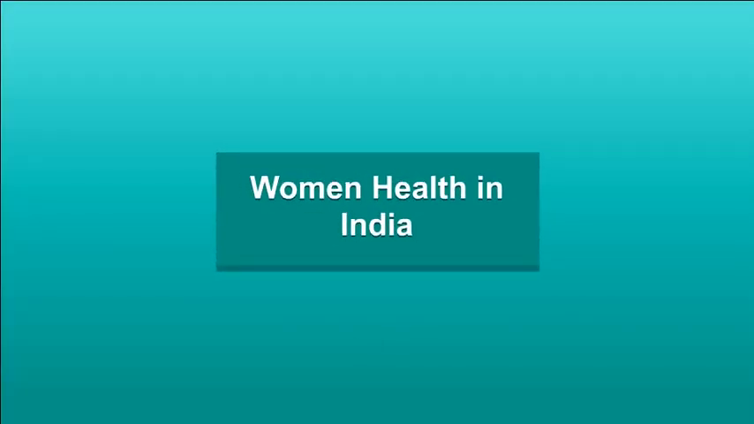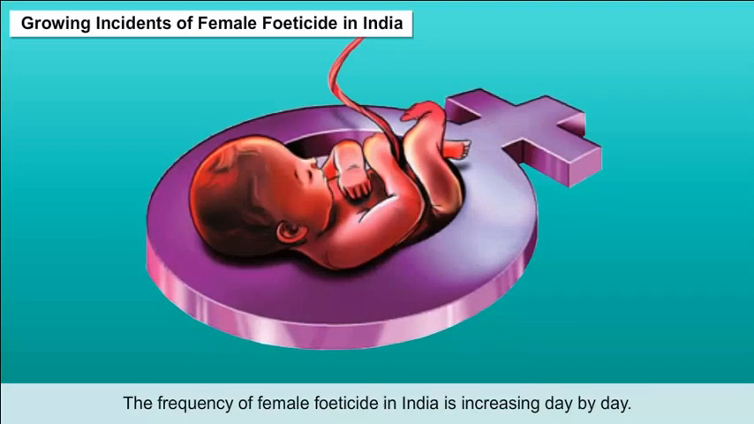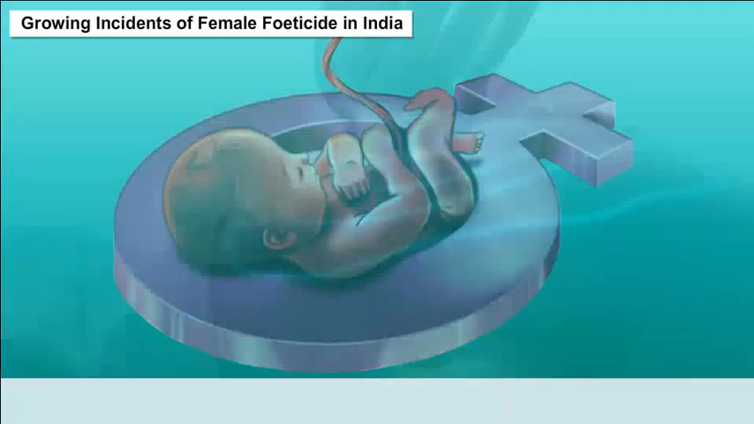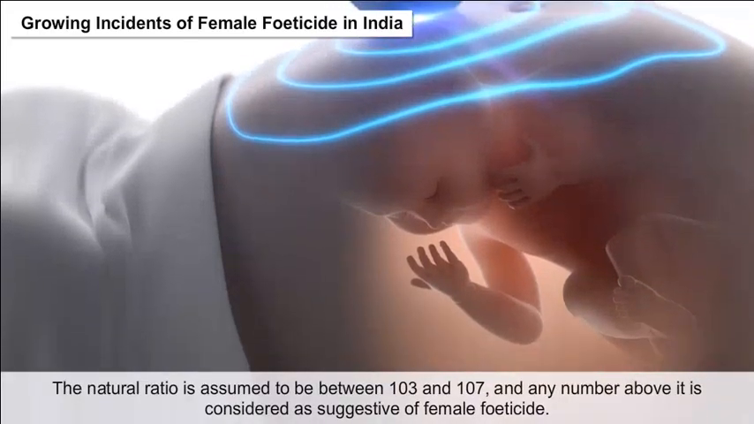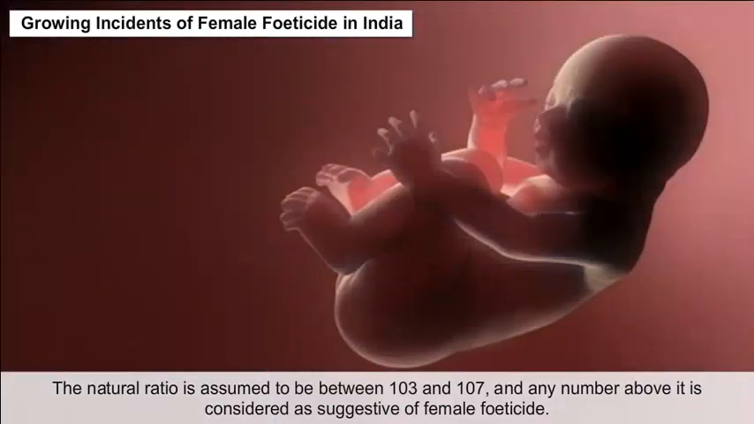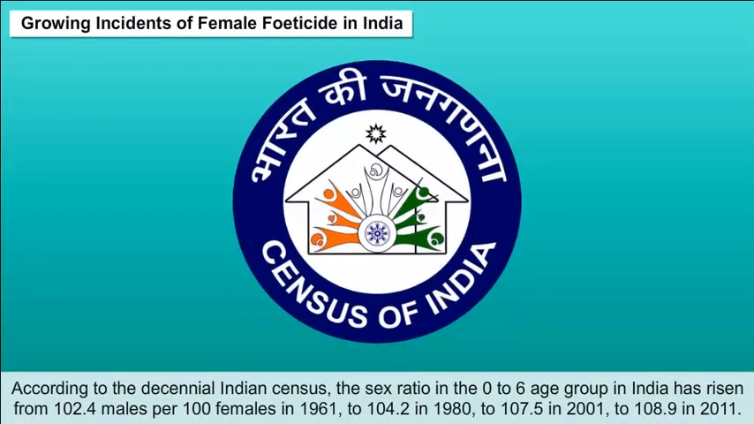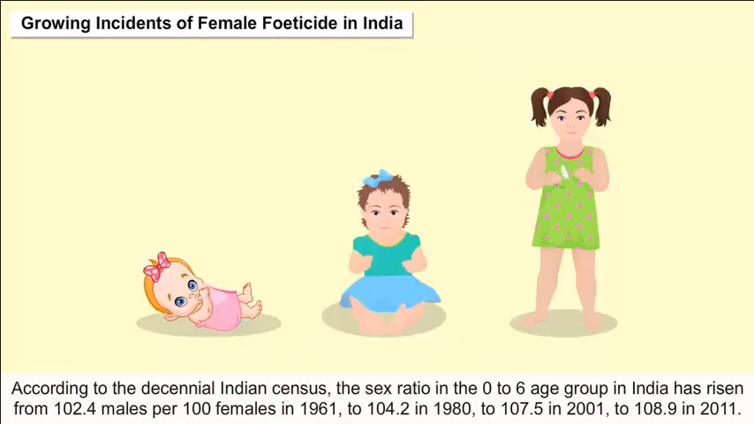Women's health in India. Growing incidence of female feticide in India. The frequency of female feticide in India is increasing day by day. The natural ratio is assumed to be between 103 and 107, and any number above it is considered suggestive of female feticide.